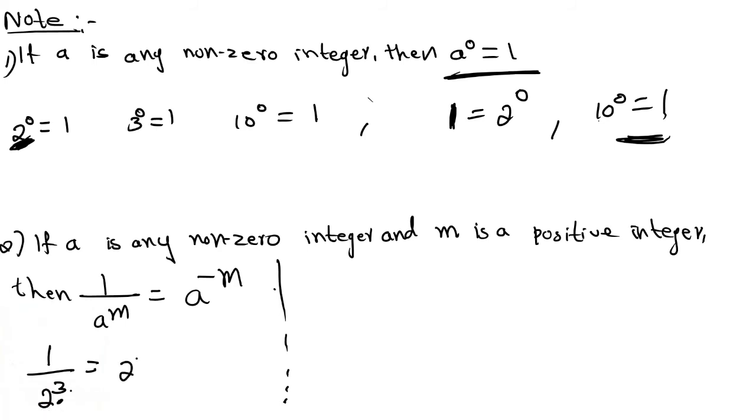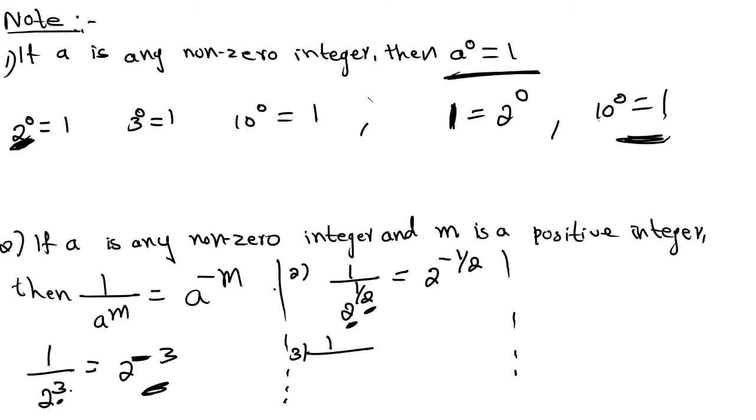Here you can write it as 2 to the power minus 3. Clear? Okay, or take the second example, 1 by 2 to the power 1 by 2. 1 by a to the power m is a to the power minus m. So you can write it as 2 to the power minus 1 by 2. Clear? Or see, 1 by 10 to the power 3 is there.